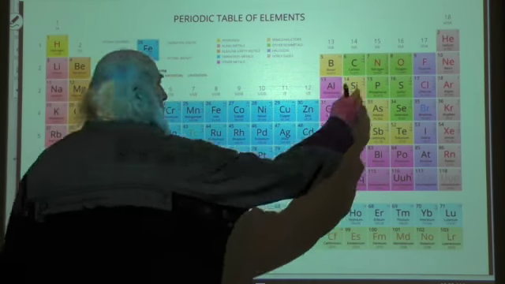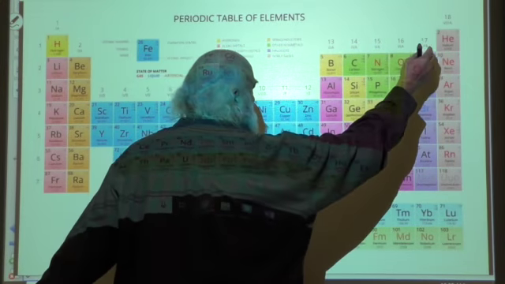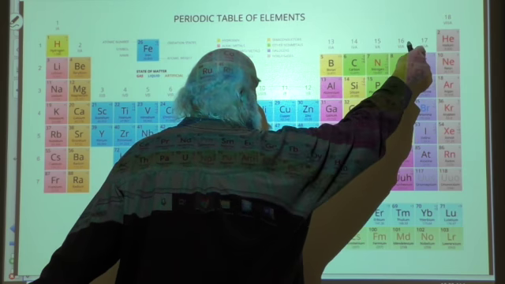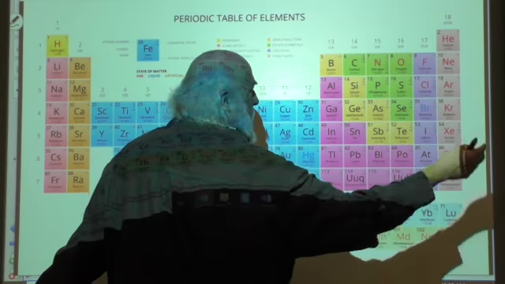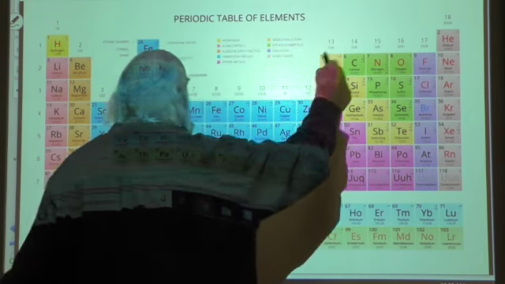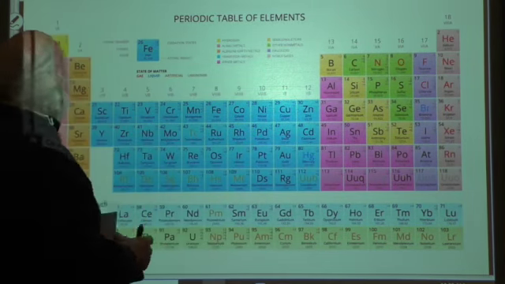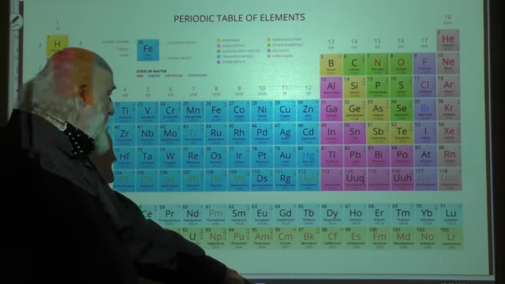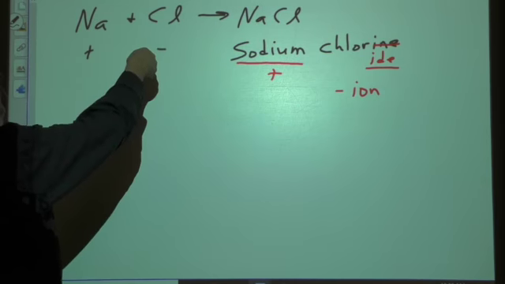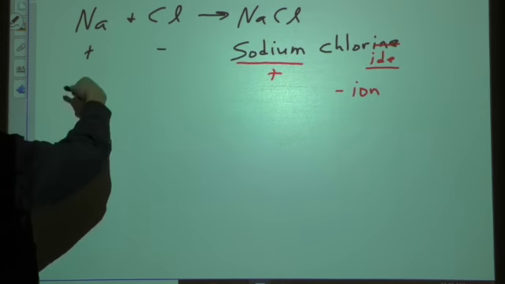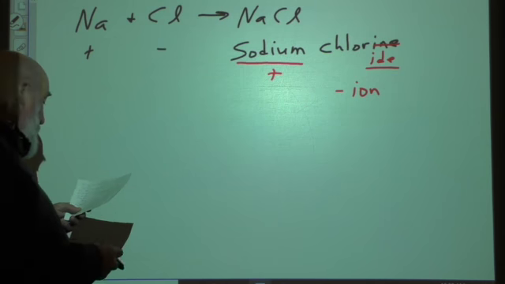So you add the number of electrons you're going to get to 8 by 1 here, 2 here, 3 here, 4 here, because the charges are going to be -1, -2, -3, -4. So that's how you predict the charges. Okay? So we go back to this. That's why we know chlorine is -1. That's why we know sodium is +1, and we get sodium chloride.